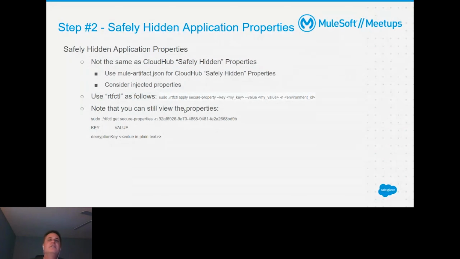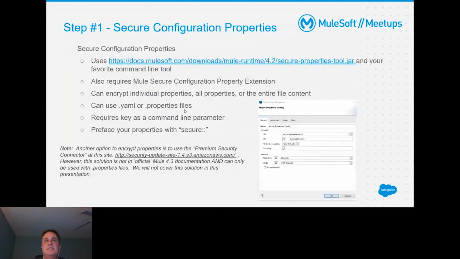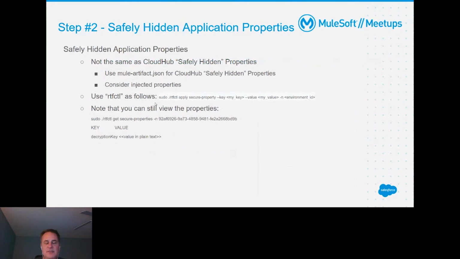For those of you who are familiar with CloudHub, you may be using these in your enterprise. The nice thing about using safely hidden properties is as follows. The secure configuration properties sooner or later are still going into a YAML file, which means they're going to be in your repository, whether it's GitHub or Azure DevOps or Bitbucket or whatever it is. So you're still kind of having these properties around, and by the way, if somebody gets the key, they could decrypt pretty much anything.